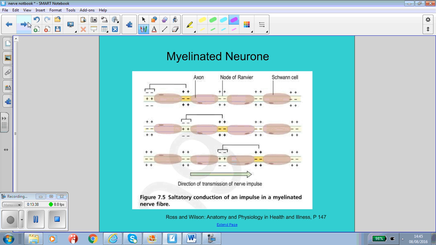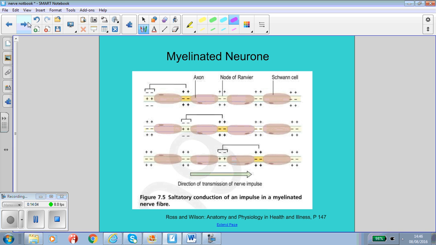So, from your reading, you'll have found out that some cells have got this fatty sheath around them called myelin. In fact, most neurons are myelinated. You do have some unmyelinated, but in general, most neurons are myelinated. And the myelin is there to provide insulation and protection for the length of the neuron.